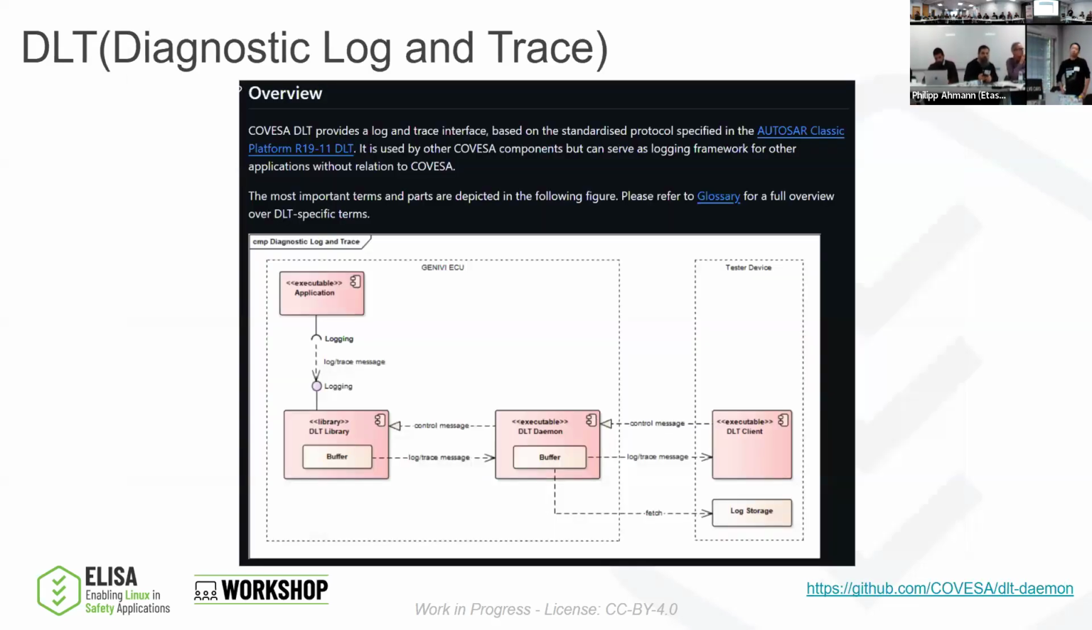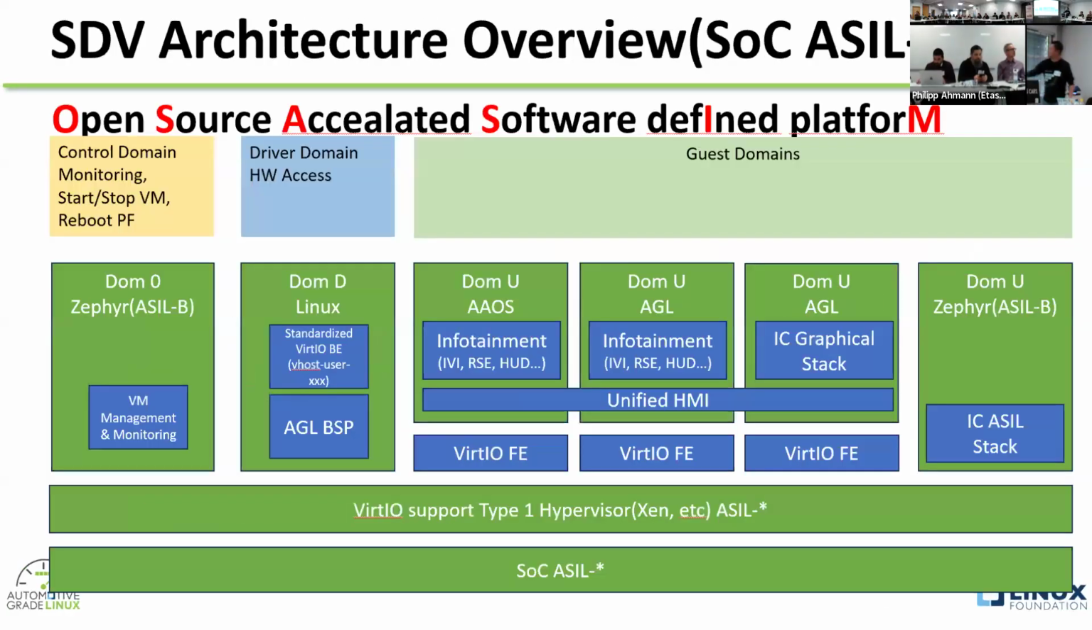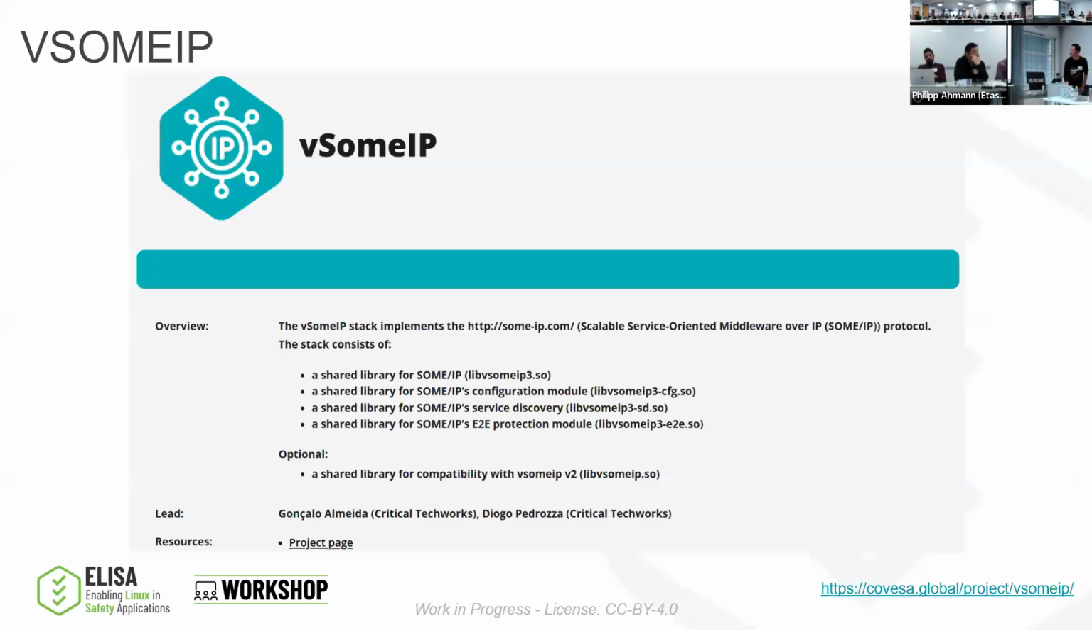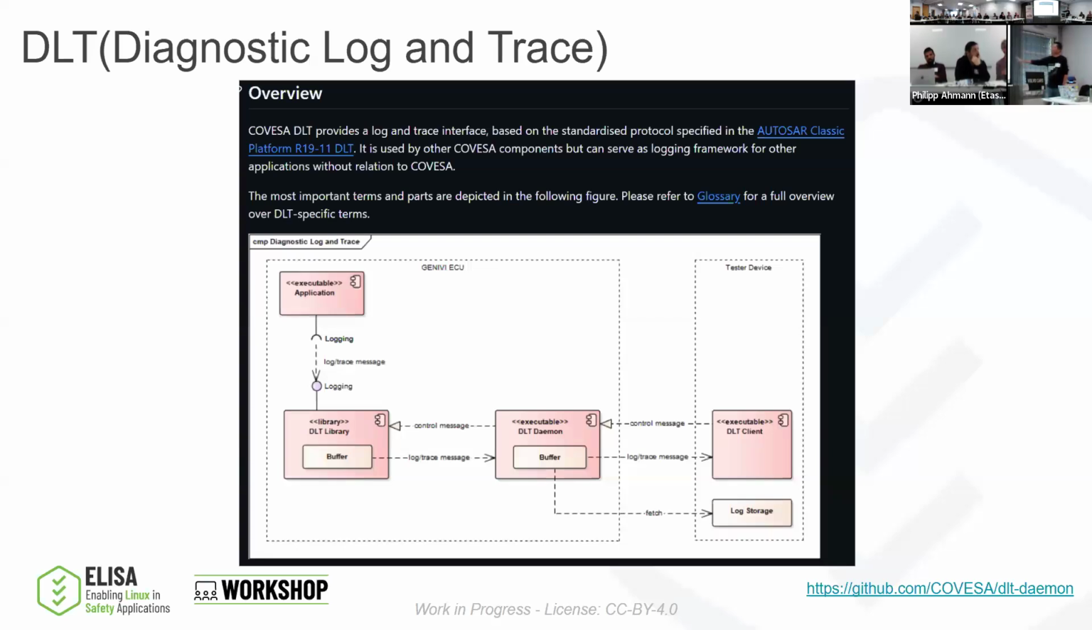And another is the log system. Please look at the picture on the upper side. We have many guest VMs running on one SoC. So this means if each guest VM has a different log system, it is too difficult to analyze debugging. But if the same log system is used by the components, it is easier for software development. So DLT is one of the very good solutions at this timing.